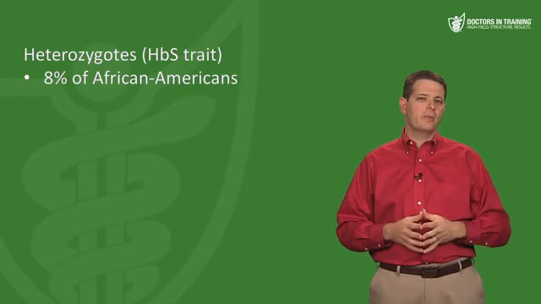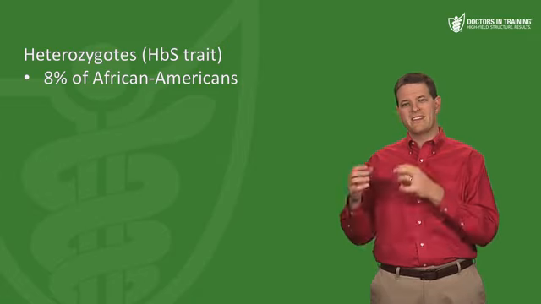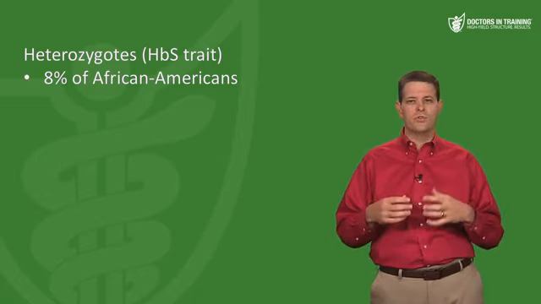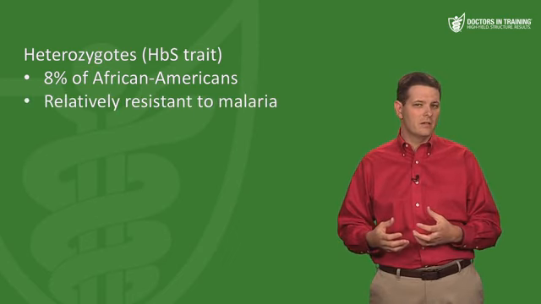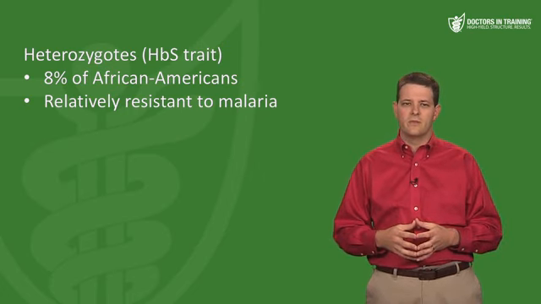About 8% of African Americans are heterozygous for the hemoglobin S mutation. We call that heterozygous state the sickle trait. And then about 0.2% are homozygous, and they have true sickle cell disease. So heterozygotes are relatively resistant to malaria. That's also true of G6PD deficiency and possibly thalassemias.